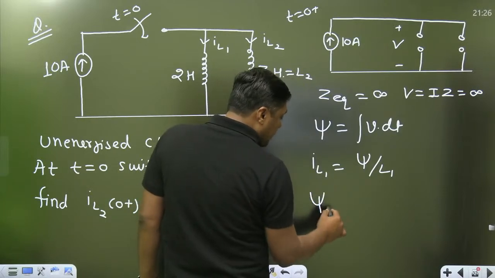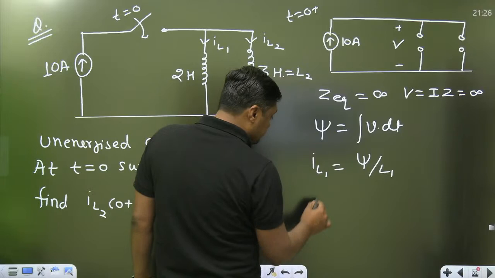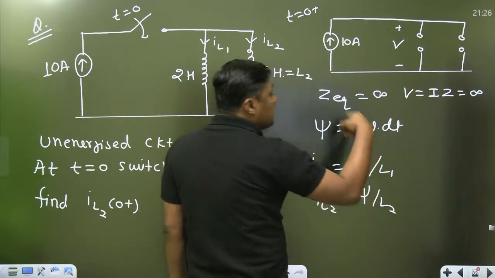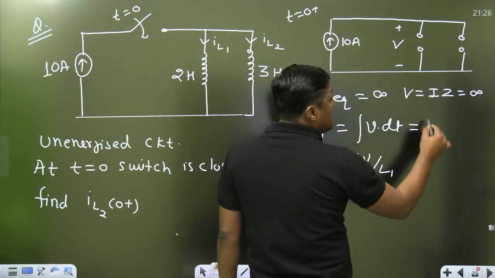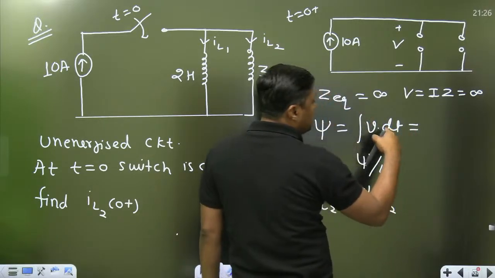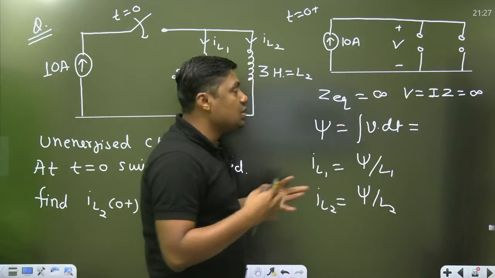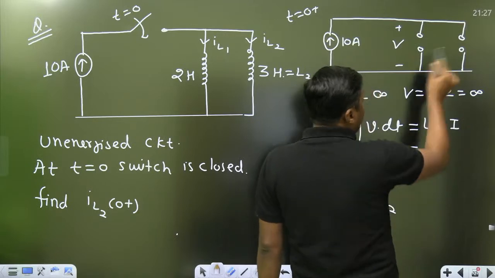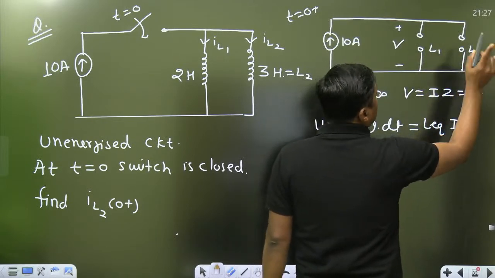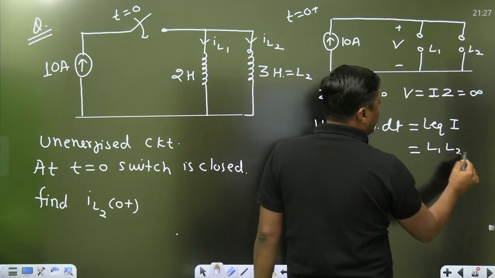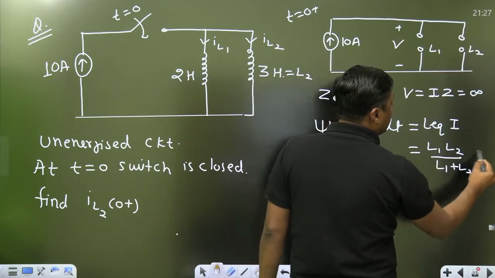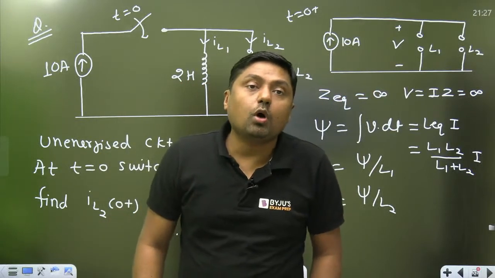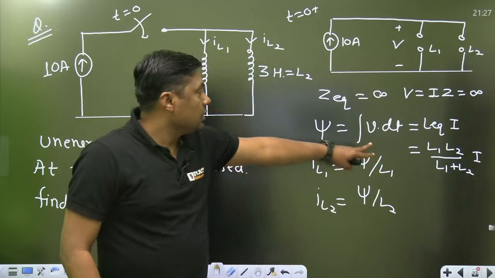IL2 is equal to psi by what? L2. What is the flux? L equivalent times the integral of V dt. So we have to calculate L equivalent into I. What is the L equivalent? These two inductors are connected in parallel. So in parallel, what is the inductance? L1 L2 divided by L1 plus L2, into I. Is it clear? This is the flux.